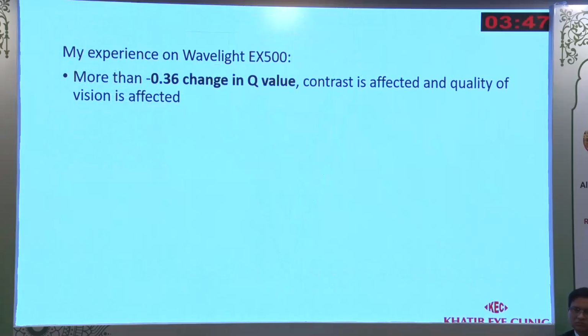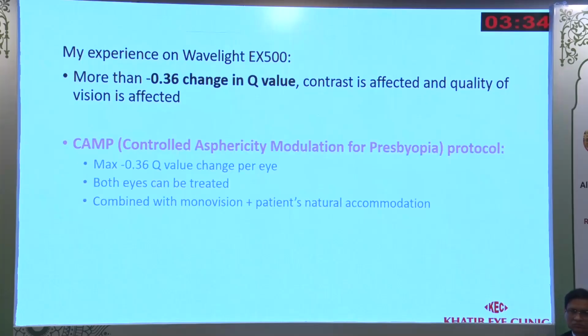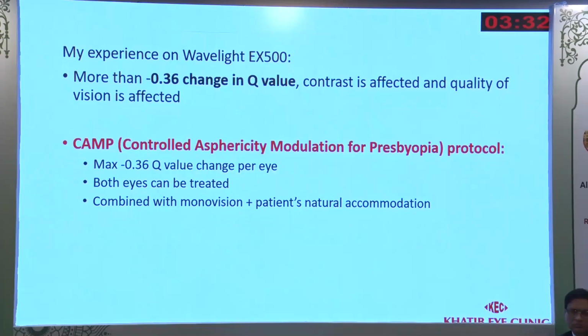But what I realized with experience is that making a Q value modulation of 0.6 significantly affects the contrast sensitivity. So what I found was that up to a 0.36 change in Q value, the quality of vision is not affected. So I came up with a controlled asphericity modulation for presbyopia, where we go up to a maximum of only 0.36, and in this way we can treat both the eyes.